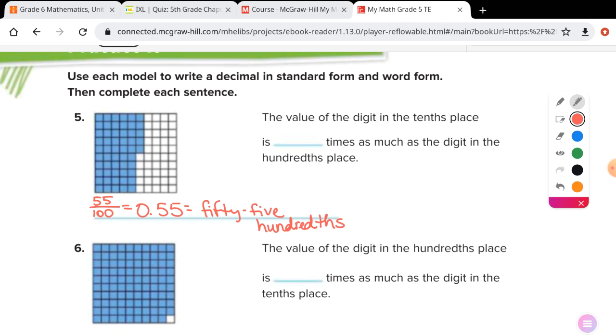But then it gives us this problem out to the side that says the value of the digit in the tenths place is blank times as much as the digit in the hundredths place. This is either times 10 to the right or 1/10 times to the left. So when you see these, I do make you show a little bit of work so you have an absolute answer. I'm going to take the thought out of it.